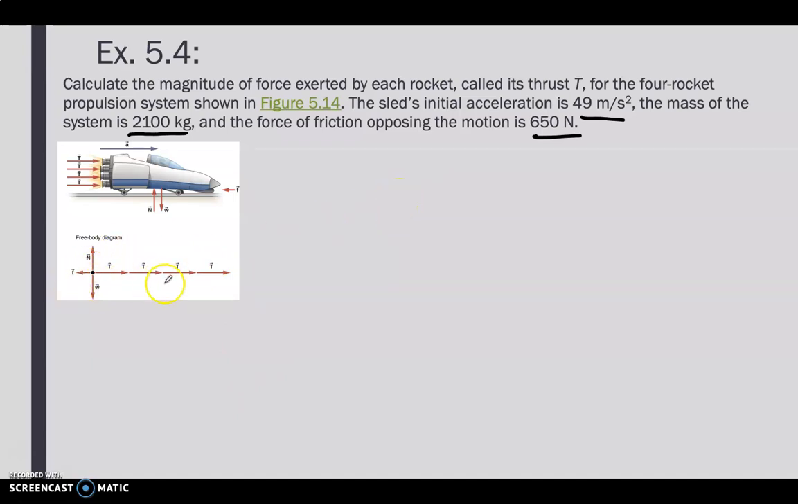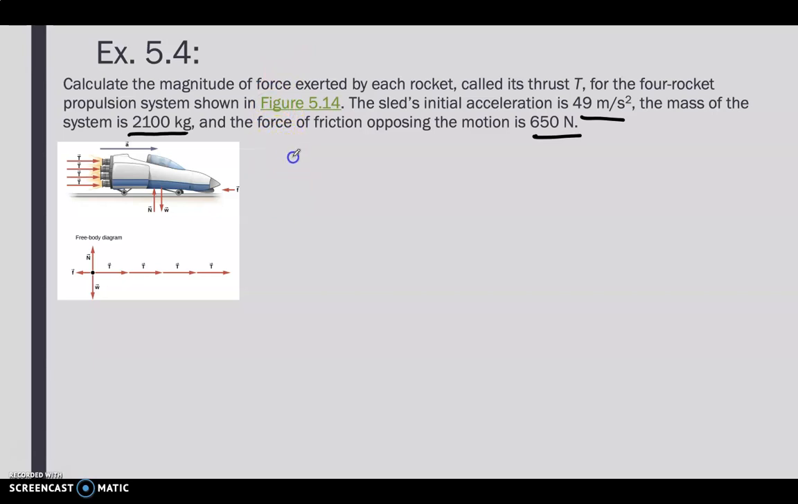So we just care about what's going on in this x direction. We don't care about the y direction here, since the thrust is not in the y direction, just in the x direction. Okay? So we need to come up with an equation in order to solve for this.